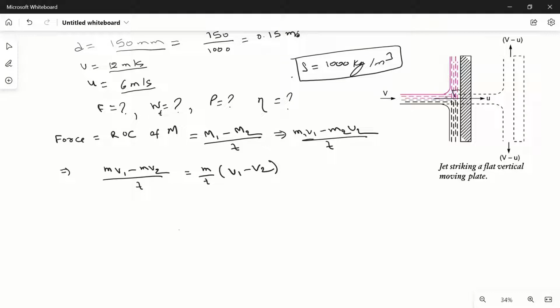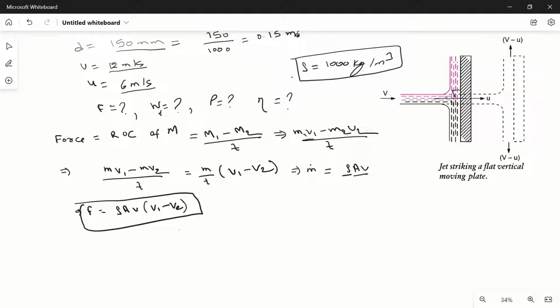This is force. m by t is the mass flow rate, which will be equal to rho a v, because rho is density, and area into velocity is volume flow rate. So volume flow rate into density is mass flow rate. So we can write it like rho a v. So F will be rho a v (v1 minus v2). Now this is for the general case.